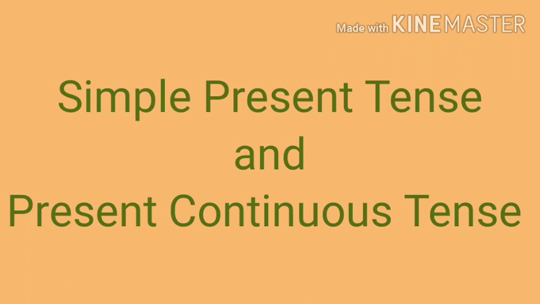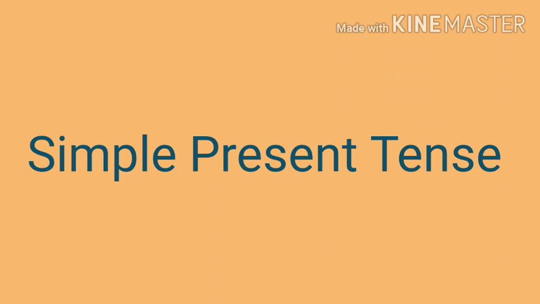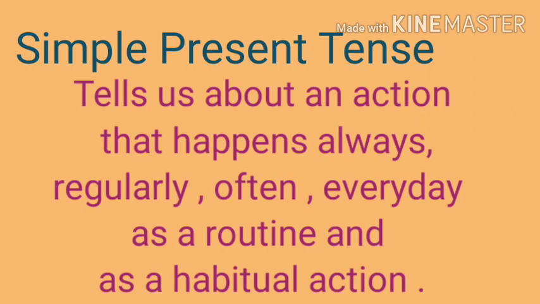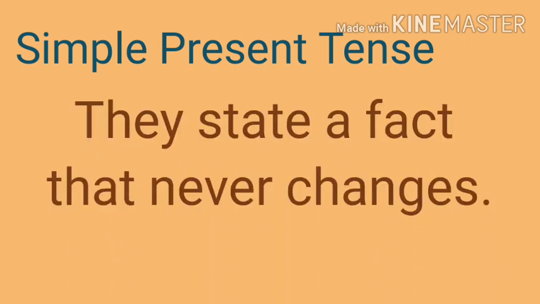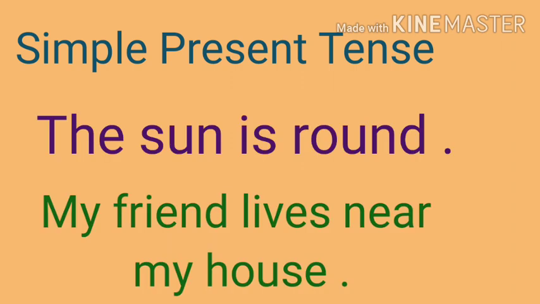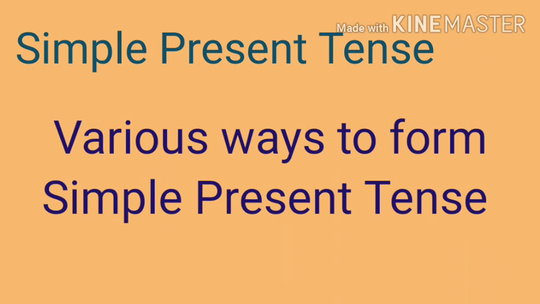First, let us see what is a simple present tense. Simple present tense tells us about an action that happens always, regularly, often, every day, as a routine or as a habitual action. They are used to make general statements. They state a fact that never changes. The sun is round. My friend lives near my house. These two are statements. There are various ways to form the simple present tense.